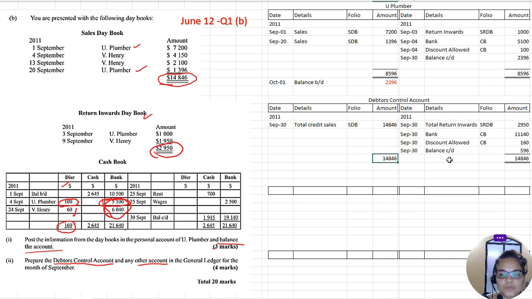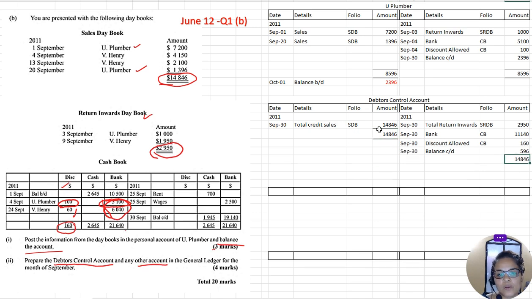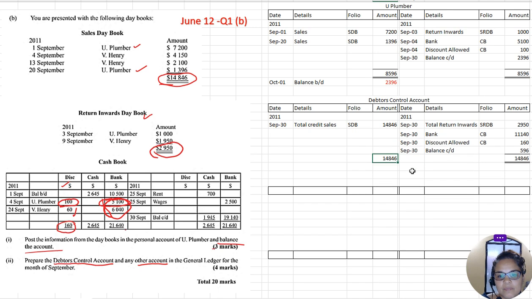So what you're not going to do is put this total all the way up here and this total all the way down here. No, you're going to ensure that this total is in the same row with this total. The same thing as in the U Plumber account, you also have it in your debtors control account. Now once you have your balance carried on at the end of the month, in the beginning of the next month, which is October the 1st, you have your balance brought down for the value that it was carried on for, $596. Right, and this is the close of our debtors control account.